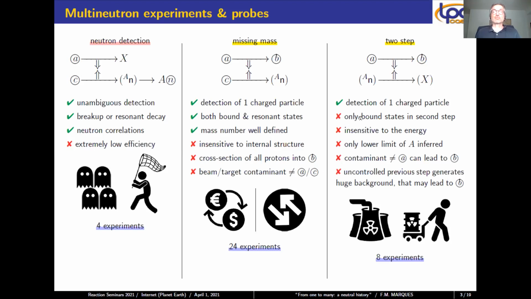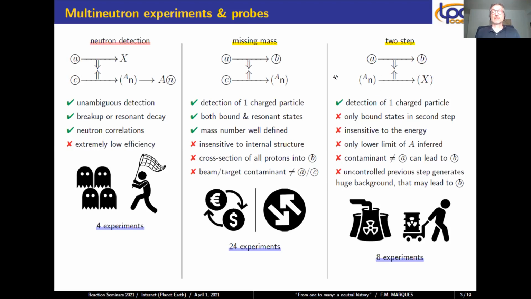One main advantage is that you detect only one particle, but only bound states can be probed because you need the multineutron to interact with another nucleus. You don't know the energy of the system. If you see a signal, you can only infer a lower limit. If there are contaminants different from A, you can produce B without a multineutron.